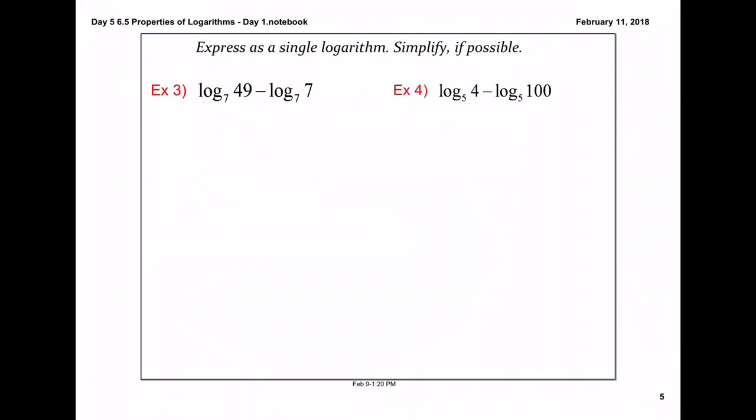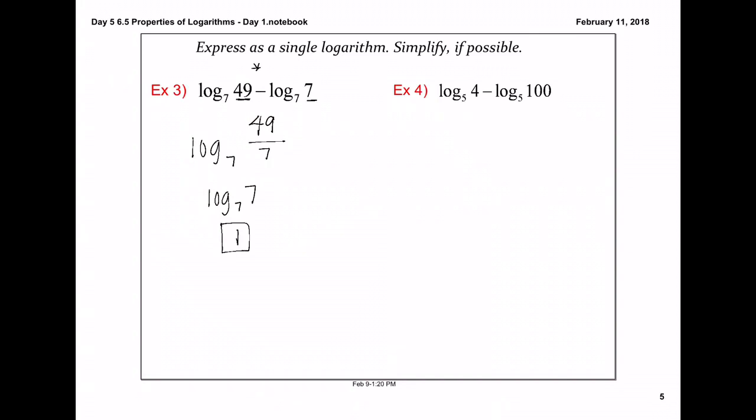Example numbers 3 and 4 ask us to express as a single logarithm and simplify if possible. So the first thing we notice is there is a subtraction sign in between these two logs. Therefore, we know we want to use the quotient property. The quotient property says we can rewrite our logs as division. So 49 divided by 7, log with a base 7 of that. 49 divided by 7 is 7. Log with a base of 7 of 7 is equal to 1, using the property we've learned on the previous day.